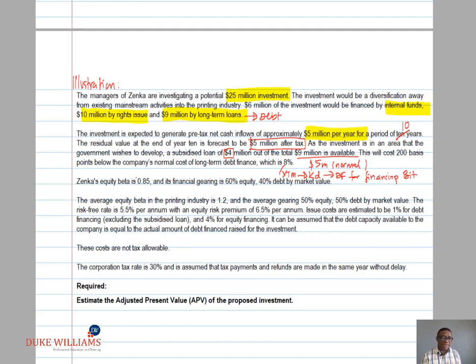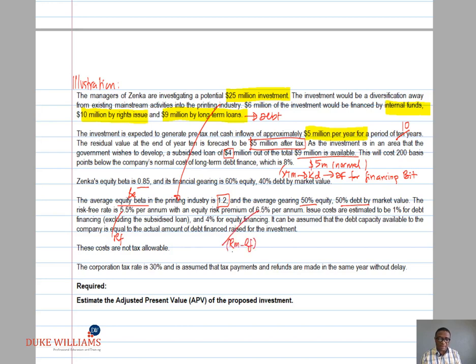Now, it says Zenka's equity beta is 0.5 and its financial gearing is 60-70 by market values. The average equity beta in the printing industry, which is where they are going, is 1.2. Don't forget, this is equity beta. And average gearing by market value is 50-50. The risk-free rate, which is the RF, is 5.5 with an equity risk premium of 6.5.